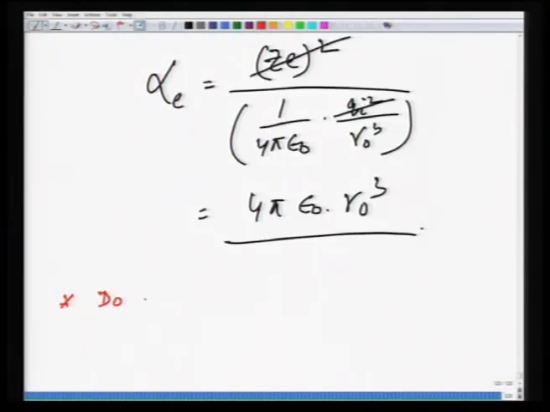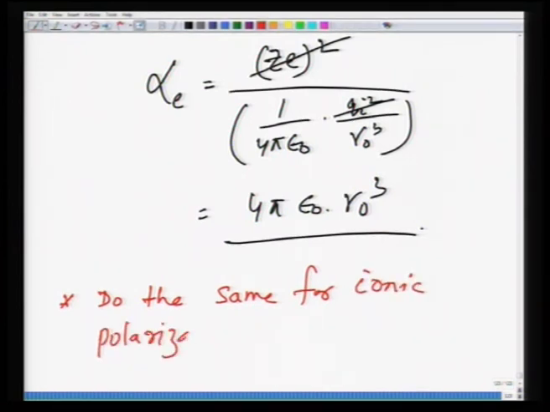So, do the same for ionic polarization and satisfy yourself whether you get a similar looking expression for alpha I as well.